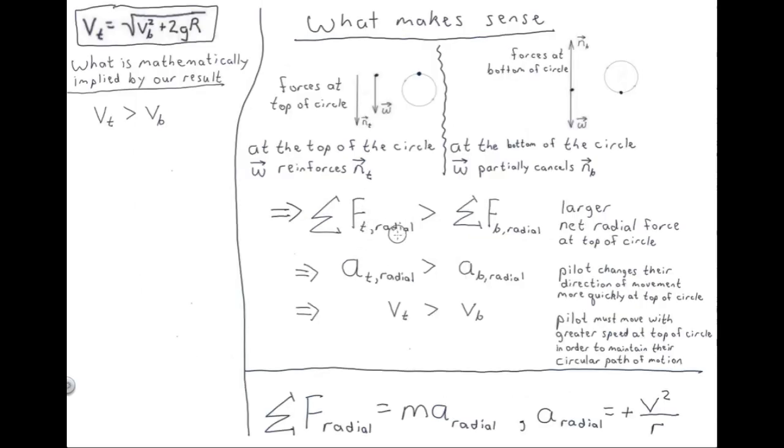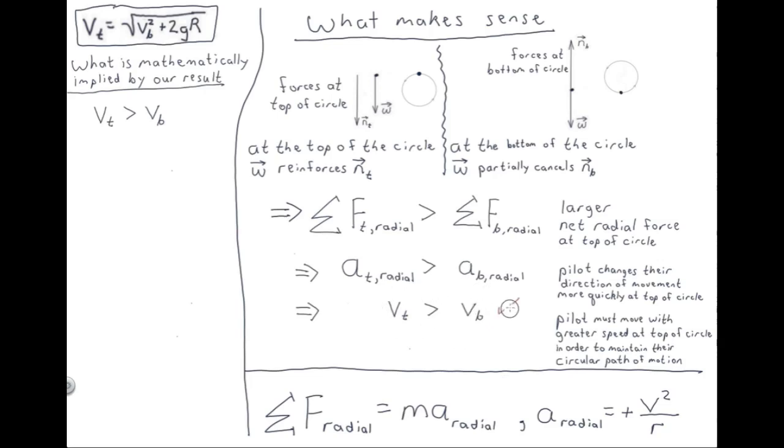So, the net radial force at the top of the circle will be greater than the net radial force at the bottom of the circle. According to Newton's second law, a greater net radial force implies a greater radial acceleration. So, the radial acceleration at the top of the circle will be greater than the radial acceleration at the bottom of the circle. According to this formula, if the radius is held constant, a greater radial acceleration implies a greater speed. So, in this situation, the pilot's speed at the top of the circle must be greater than the pilot's speed at the bottom of the circle.